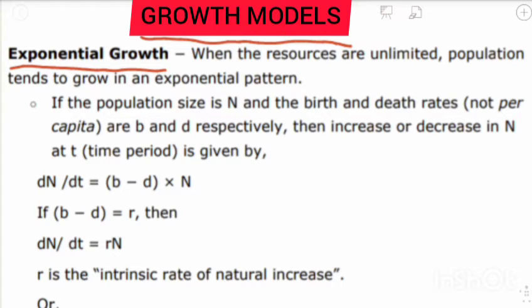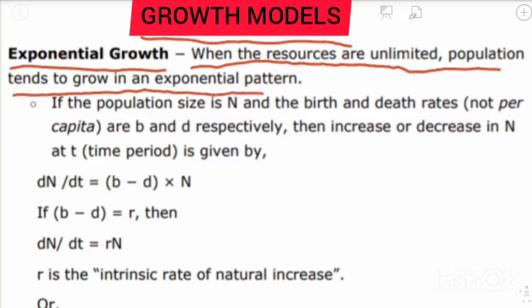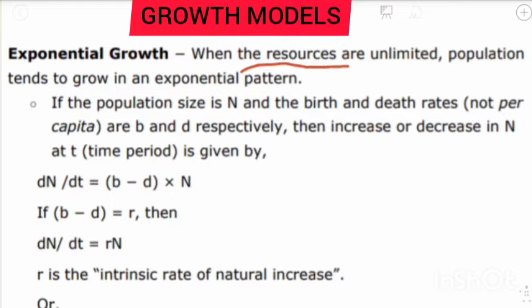So the first one is exponential growth. What happens in exponential growth? Let us understand. When the resources are unlimited, population tends to grow in an exponential pattern. When we have a lot of food as well as a lot of space for a population, the population grows in an exponential way. So this is what exponential growth means.